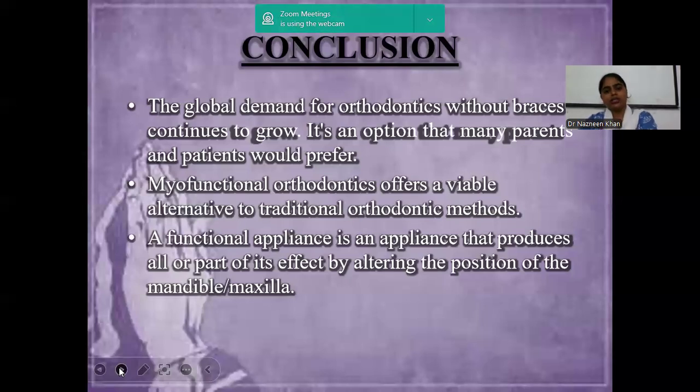The conclusion is the global demand for orthodontics without braces continues to grow. It is the option that many parents and patients would prefer. Myofunctional orthodontics offers various alternatives to traditional orthodontic methods. Functional appliances are appliances that produce all or a part of their effect by altering the position of the mandible and the maxilla.